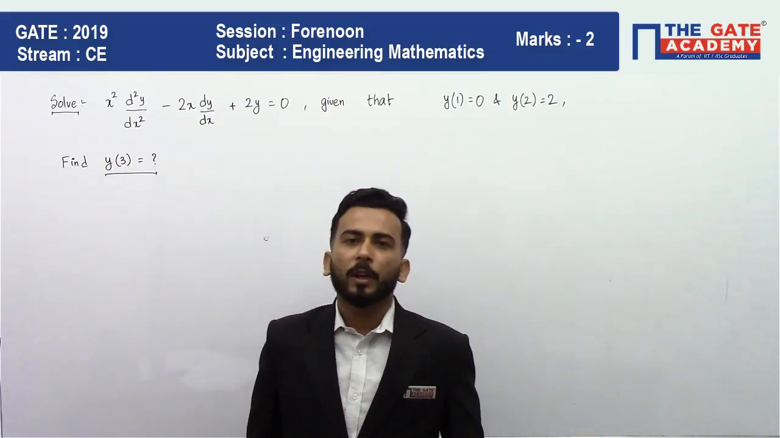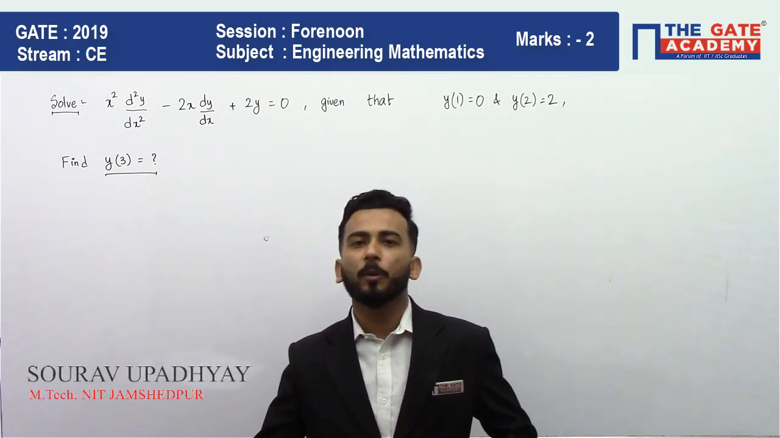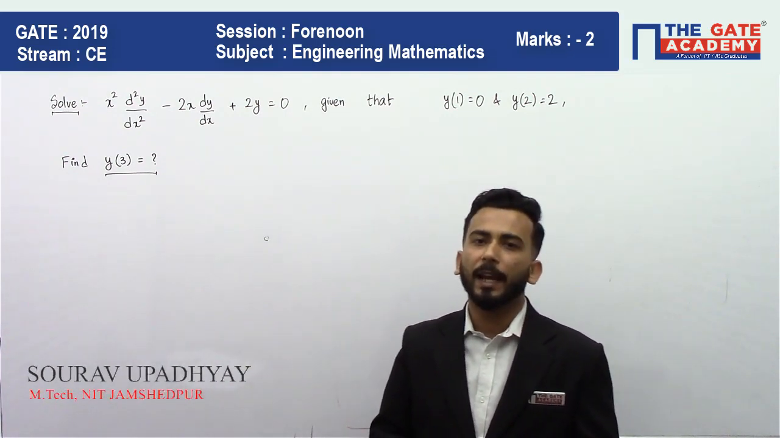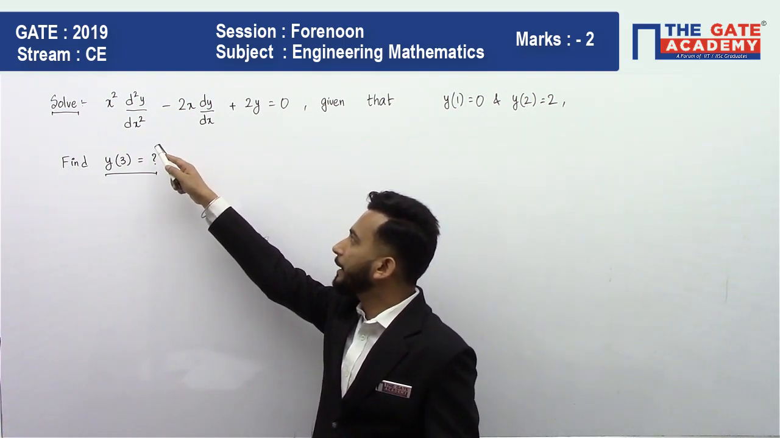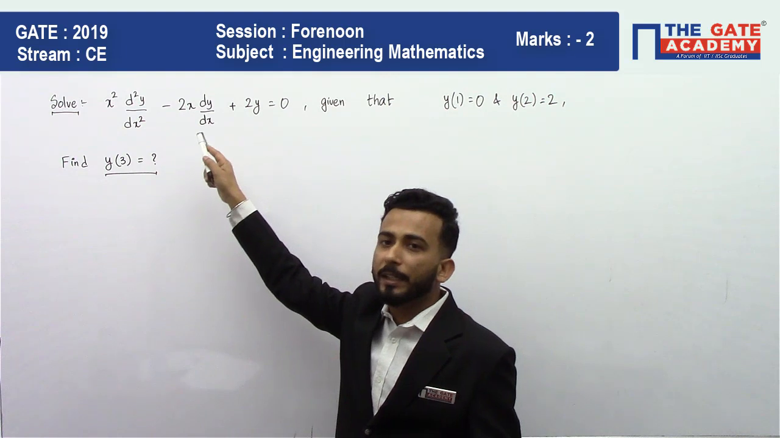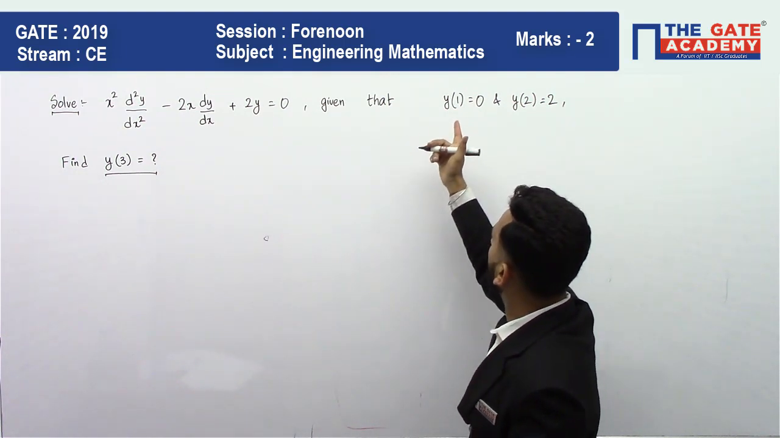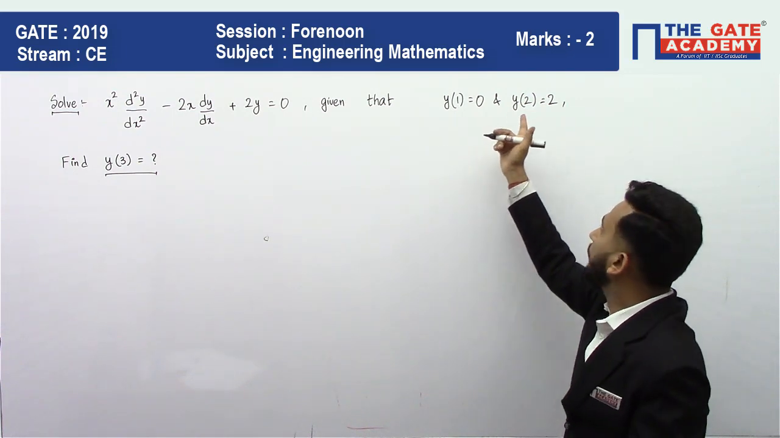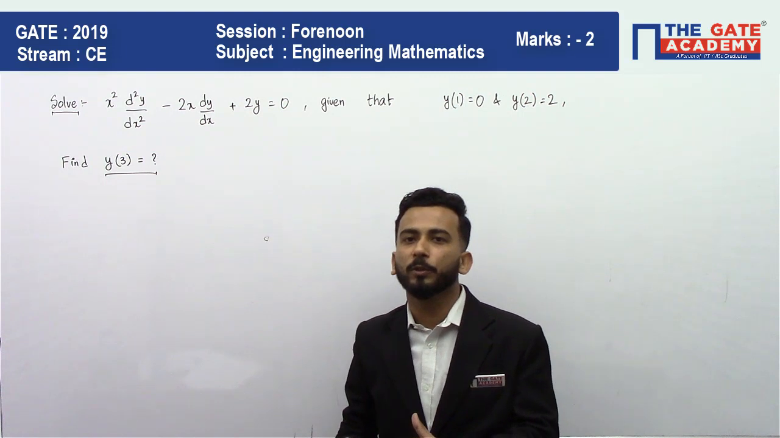Hello guys, in this video we will be discussing questions on engineering mathematics from the chapter differential equations. The question is: solve x square d2y by dx square minus 2x dy by dx plus 2y is equal to 0. Conditions given are y(1) is equal to 0 and y(2) is equal to 2. You need to find the value of y at x equal to 3.